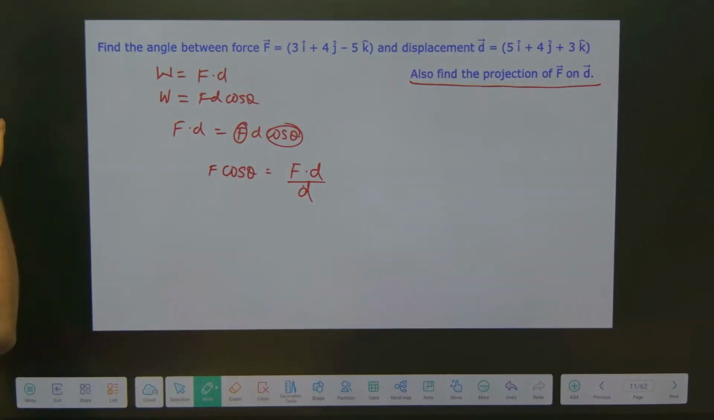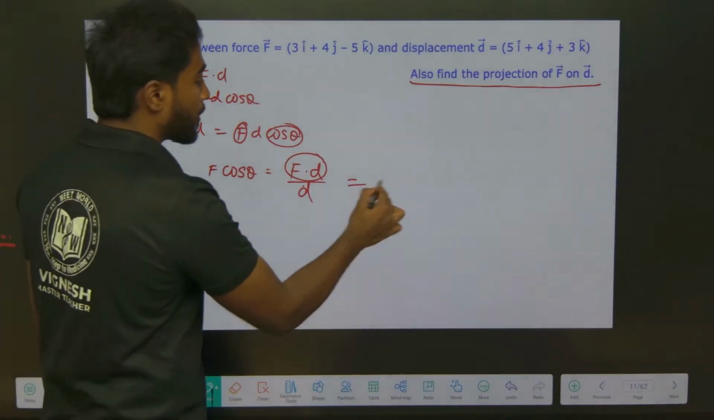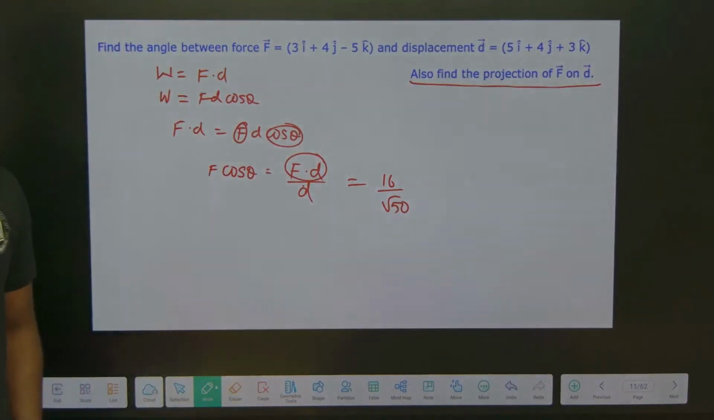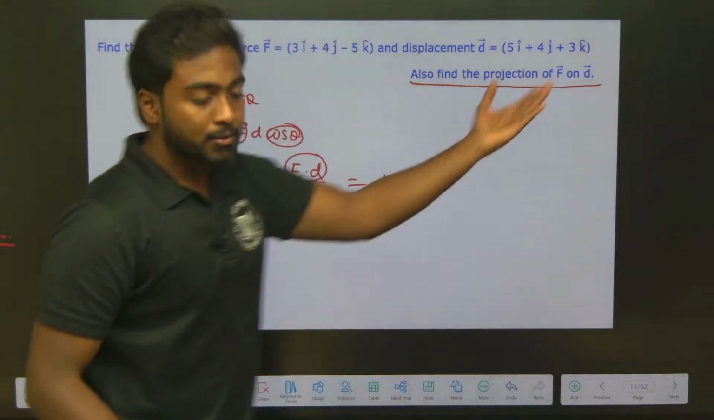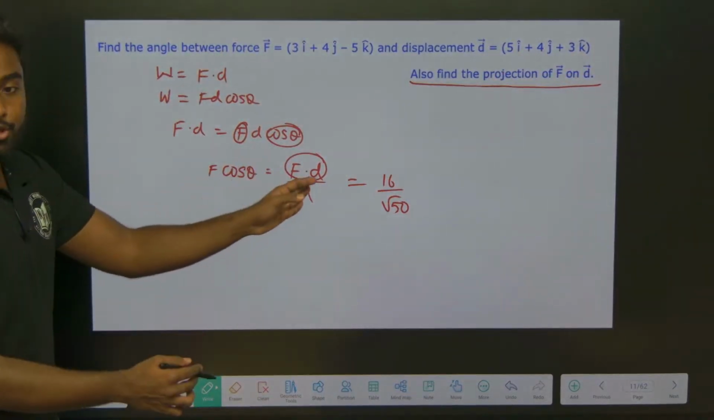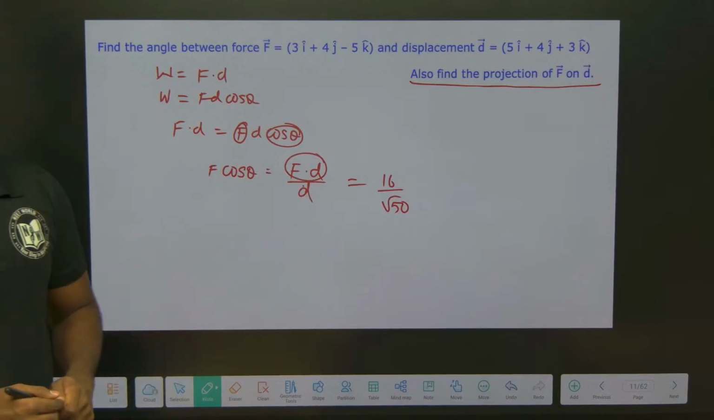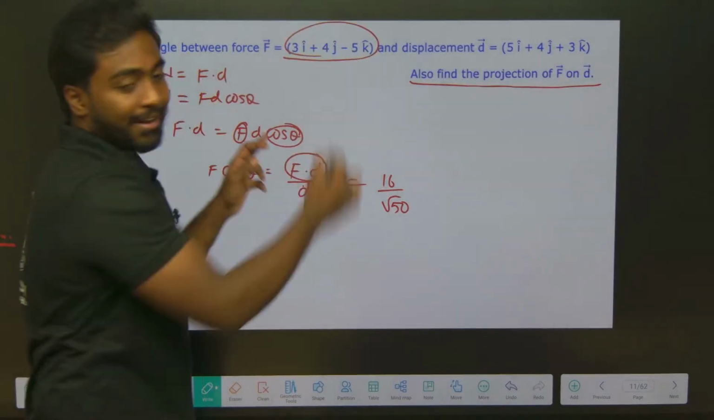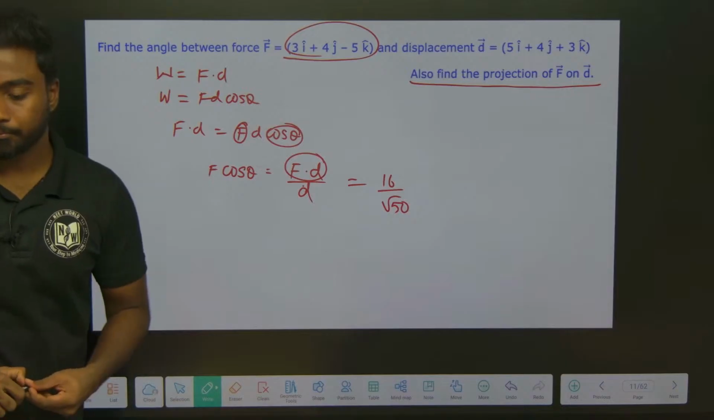So what will be the answer now? We know F dot D, how much did we get? 16 we got. So 16 by root 50, that's it. If they are asking what is the projection of D on F, then D cos theta should be equal to F dot D by F. Same answer, because when I take the magnitude of both of them, I will get the same answer. Okay, take it.